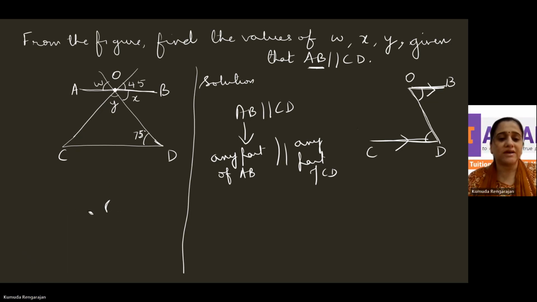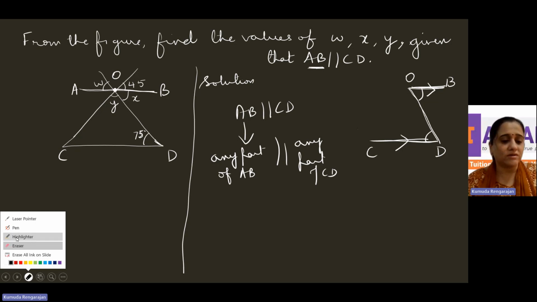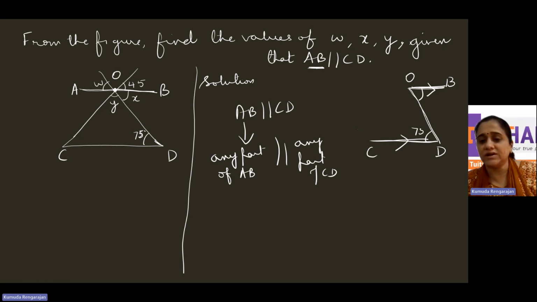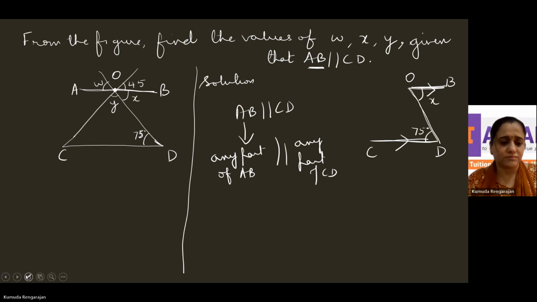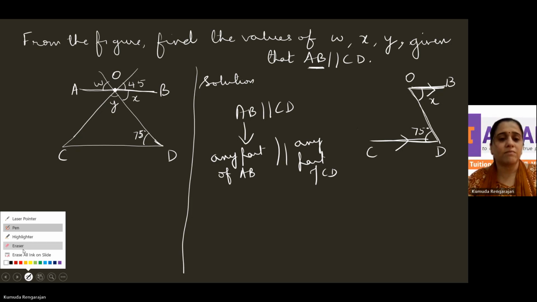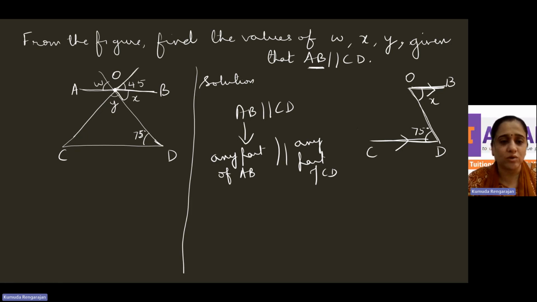Is that fine? X is equal to 75 because what do you have here? This is 75, right? And what do you have here? X. Now see here, I'll show 45 and X, only this one. How is that a linear pair? On the straight line, we have three angles: 45, X, and Y. 45 plus X, see, is like this. That will not be equal to 180.